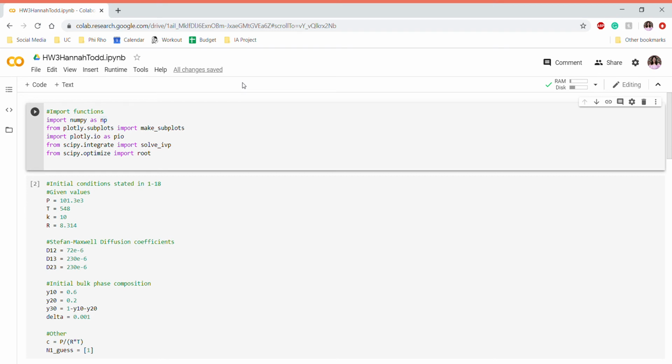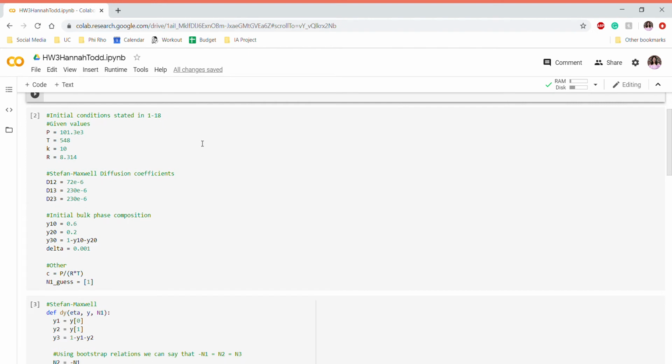All right, so jumping right into example 1-18, I started off by importing all of these functions that are necessary for our calculations and then our plots at the end. And then I started with initial conditions as stated in the example, starting off with these initial values that were given. The problem also gives us these Stefan-Maxwell diffusion coefficients.